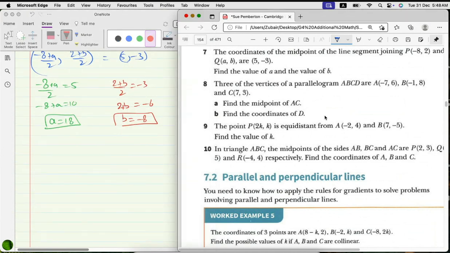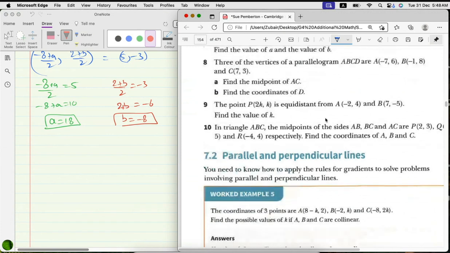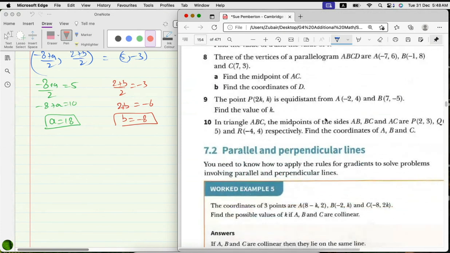Okay, three of the vertices of a parallelogram are A, B, C, D. Find the midpoint of AC. And the nature of the question is exactly the same as we discussed. Do you think you can do that? Yeah, I'll try. The same as the one that we did before in the parallelogram.